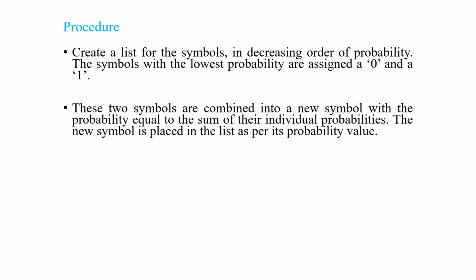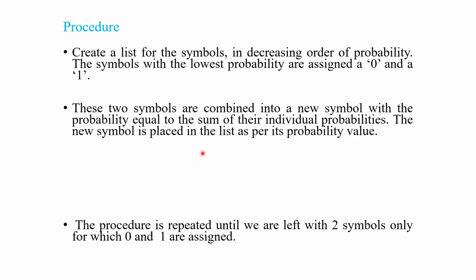So here are some steps that you should remember. Step one: create a list of the symbols in decreasing order of probability, right? Arrange them in decreasing order of probability. Then the symbols with the lowest probabilities are assigned 0 and 1. The next step is that these two symbols with the lower probabilities are combined into a new symbol with a probability equal to the sum of their individual probabilities. The new symbol is placed in the list according to its probability value. So we'll keep on arranging in decreasing order, right?